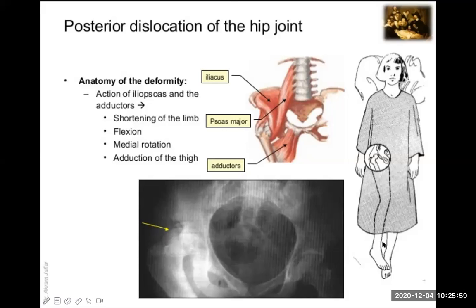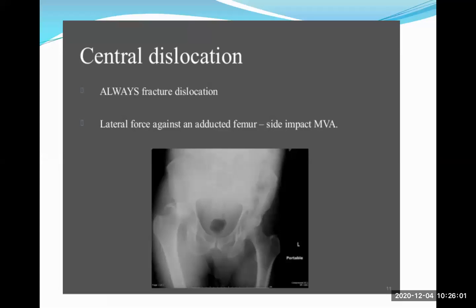Okay, that's the one. Now, one more dislocation is left for us to discuss, that is central dislocation. Central dislocation is a complicated type of dislocation because it is always a fracture dislocation. There is a fracture of the mid area of the acetabulum. The head of the femur has to force its way through the acetabulum after fracturing it. So just think about the large amount of energy or force necessary here.